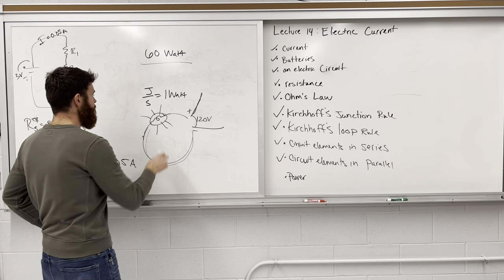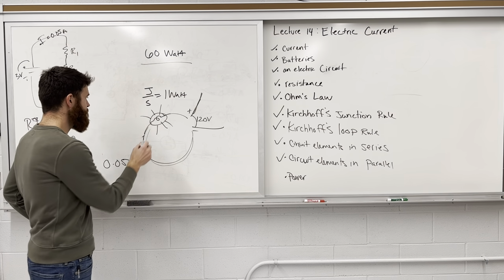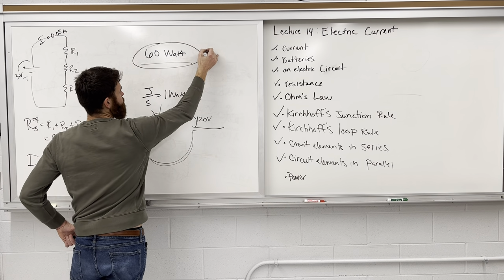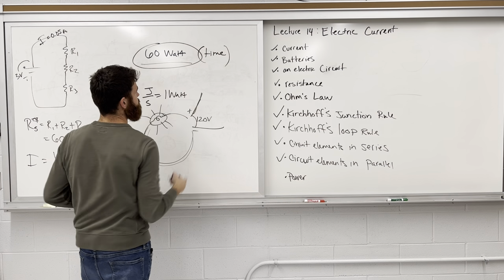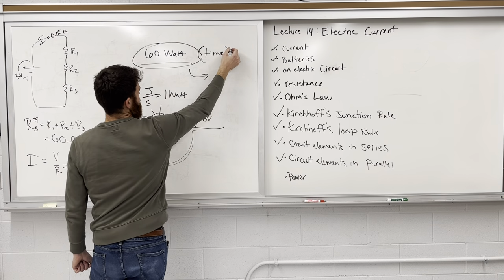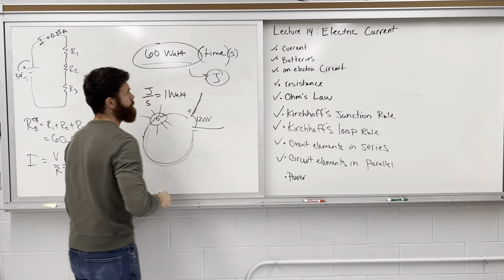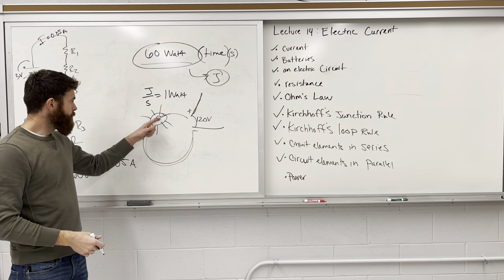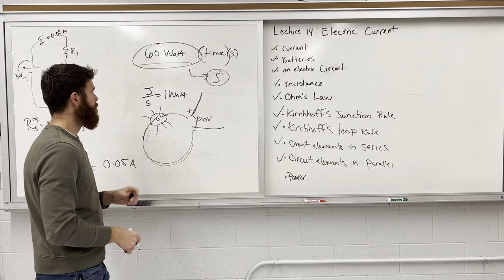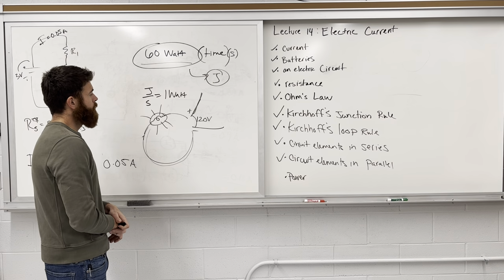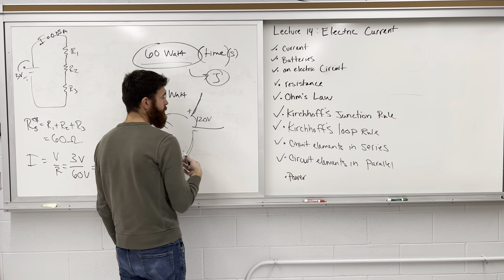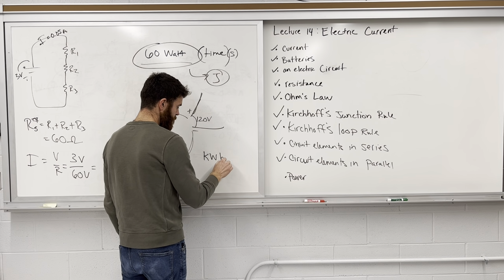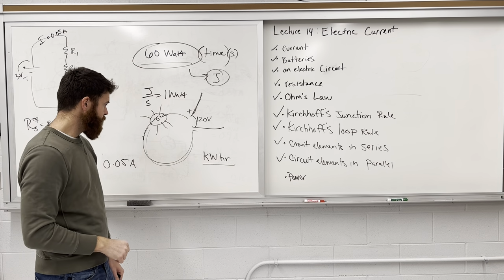To calculate the amount of energy that this light bulb uses, you take its power rating, 60 watts, and you multiply it by the amount of time that it's on. This is in seconds, and it will give you the amount of energy, in joules, that the light bulb consumed, that it used in the visible light and heat it gave off. If you've ever looked at your power bill, it's in kilowatt hours. That's the unit of energy used that you're charged for.